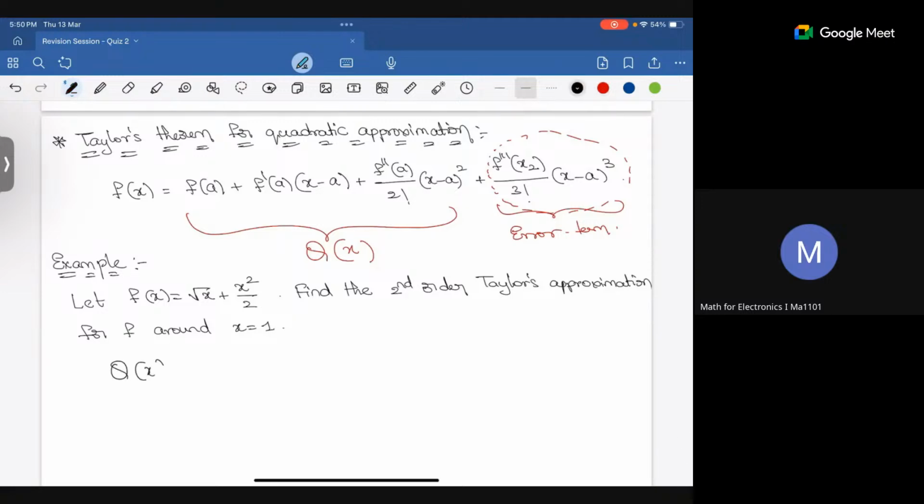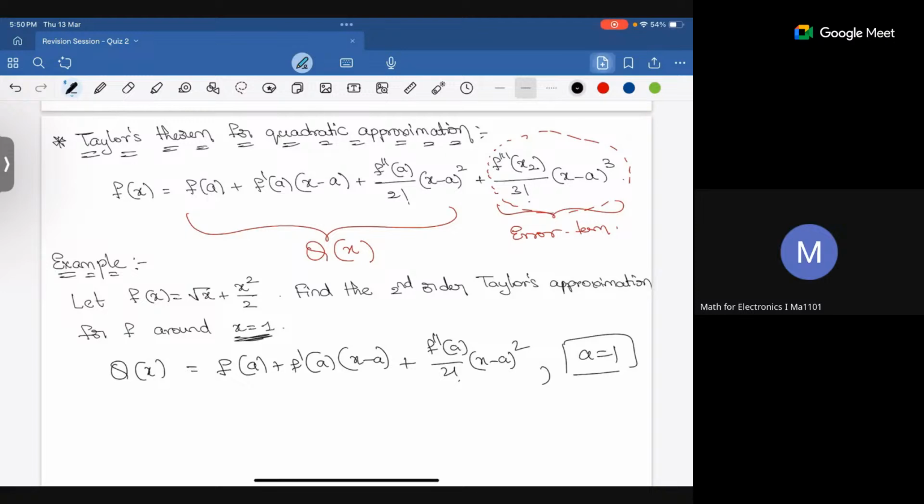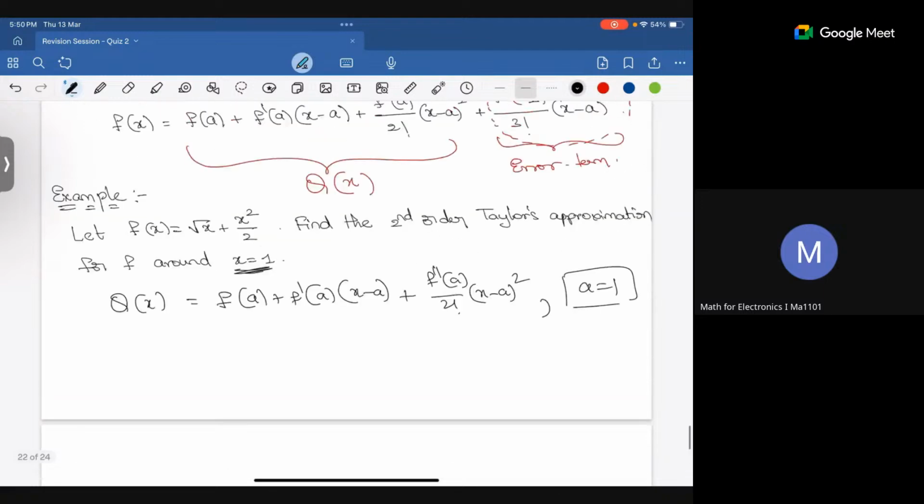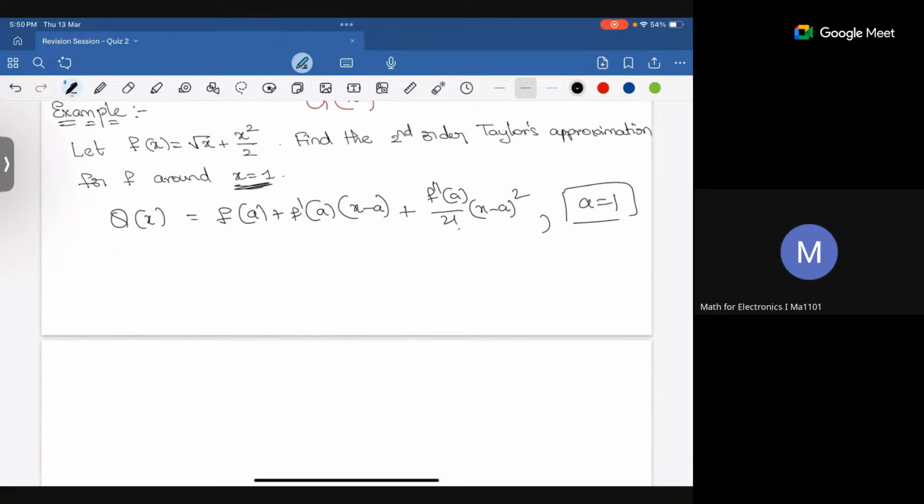So we'll write down the q of x, the second order Taylor's approximation, which is q of x, which will be f of a plus f prime of a into (x minus a) plus f double prime of a divided by 2 factorial (x minus a) whole square, where a is 1 here. Okay, so we are interested in around x is equal to 1. So when I substitute a, I will have to compute f of 1, f prime of 1, f double prime of 1.